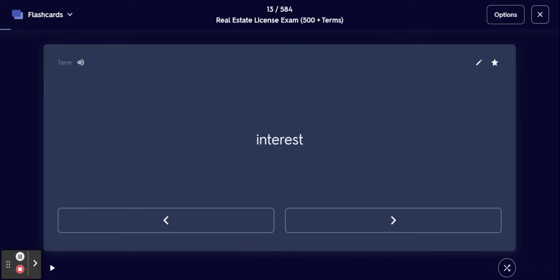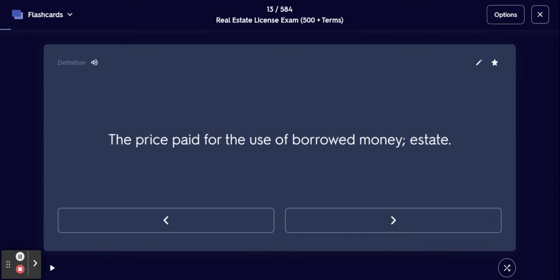Interest. The price paid for the use of borrowed money. Estate.